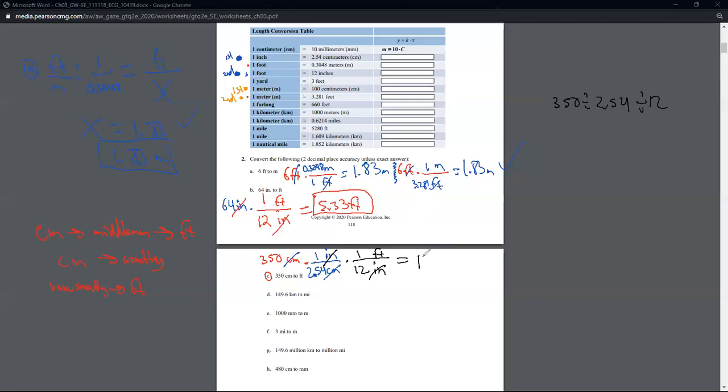That was 11.48, yes. 11.48 rounded to the nearest tenth. This is not an answer because it doesn't say units. What are the units? Feet.